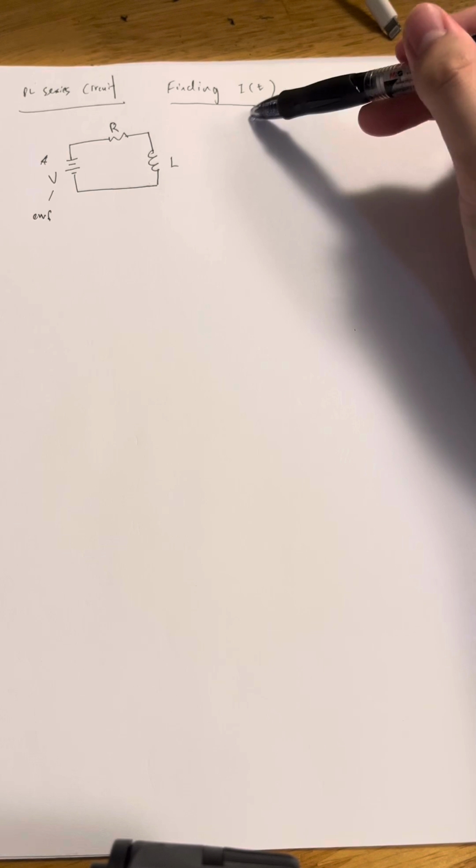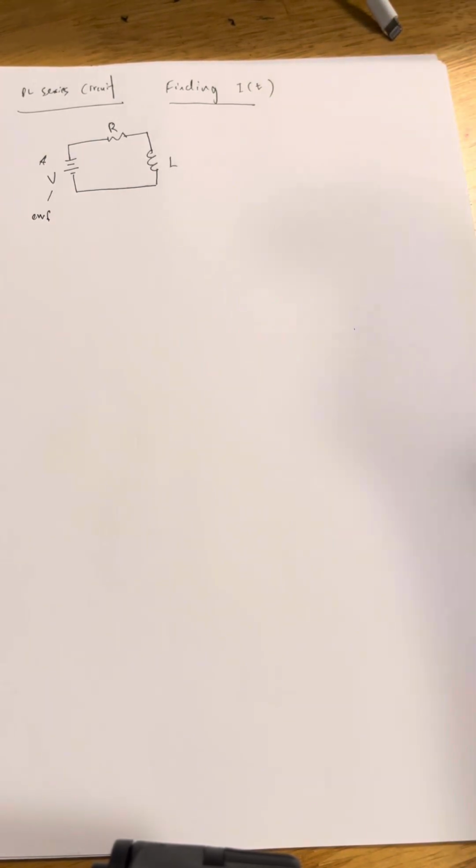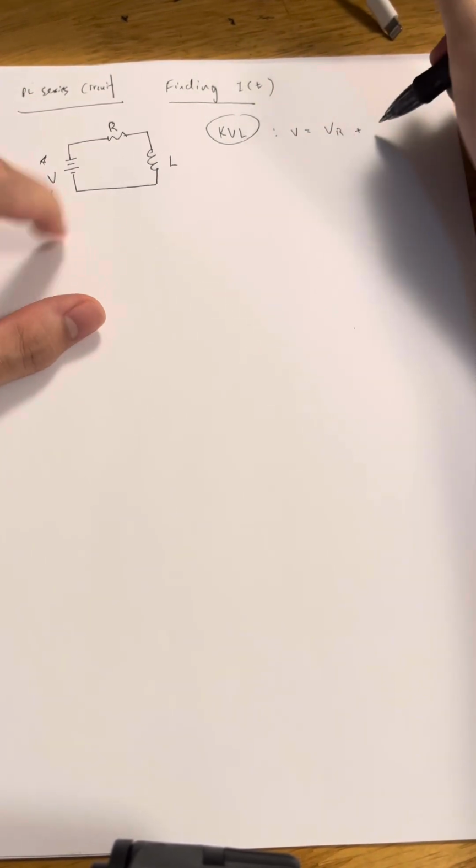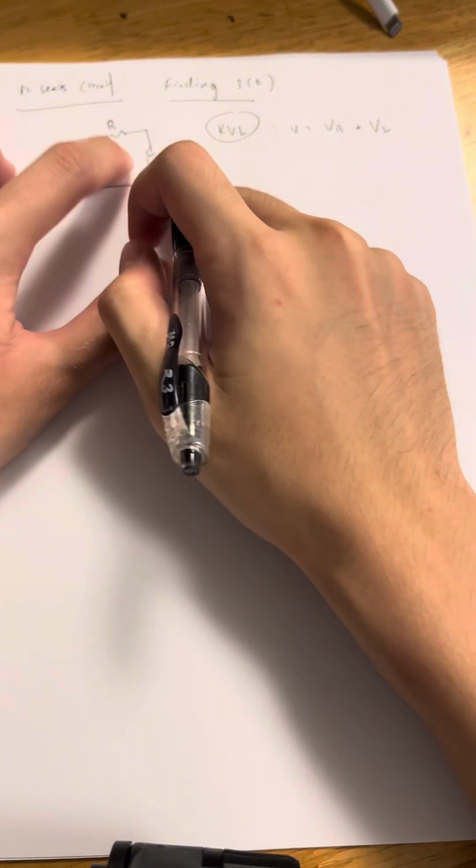So greetings, sir. In this assignment, we're going to talk about the RL series circuit, which consists of resistors and inductance. The problem of this assignment is to find I(t), which is the current at time t. We can solve this problem by applying KVL, which gives us the total EMF equal to VR plus VL, which is the voltage across the resistance and the voltage across the inductance.